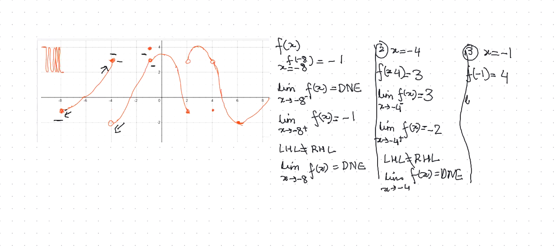And the limit as x tends to -1 negative means when x is -1, the function is approaching a value of 3. So the left-hand limit is 3, because from the left side the function is approaching a value of 3 when x is -1.